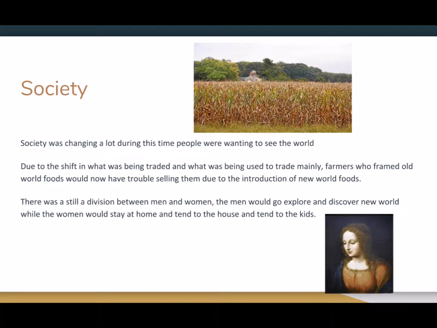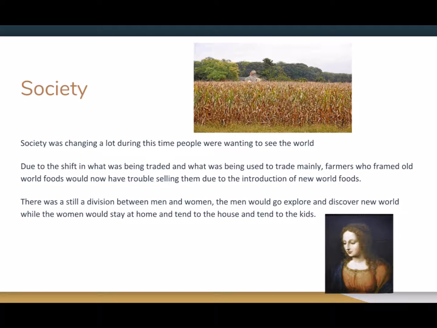Society. Society was changing a lot during this time because people were wanting to see the world a lot more than usual. Due to the shift in what was being traded and what was being used to trade, mainly farmers who farmed old world foods would now have trouble selling them due to the introduction of new world foods.